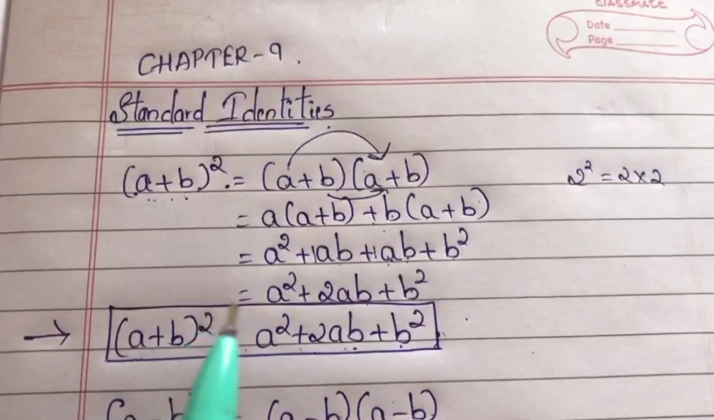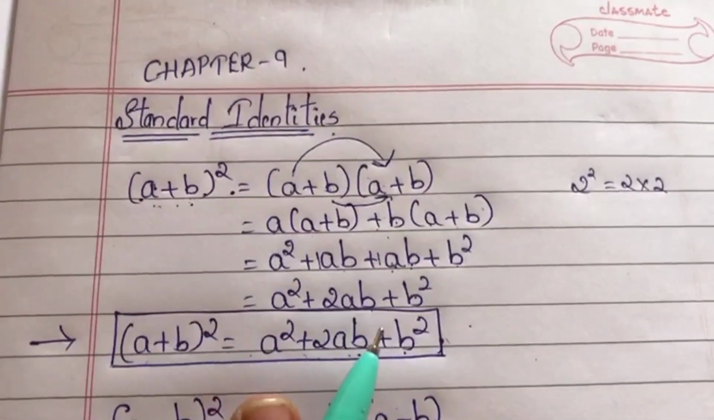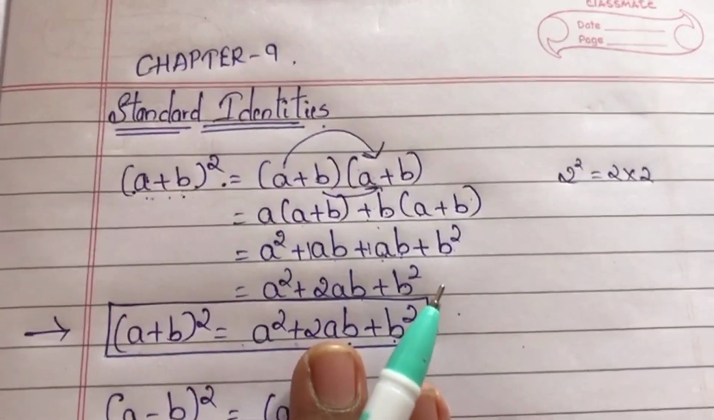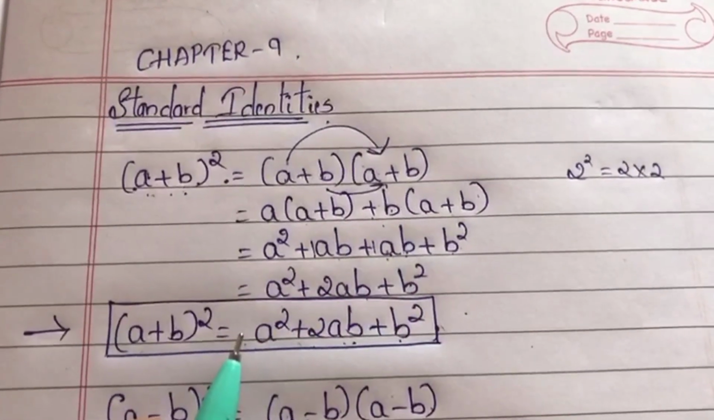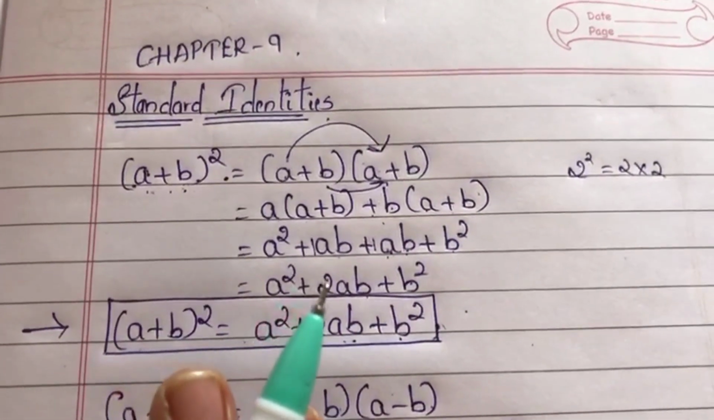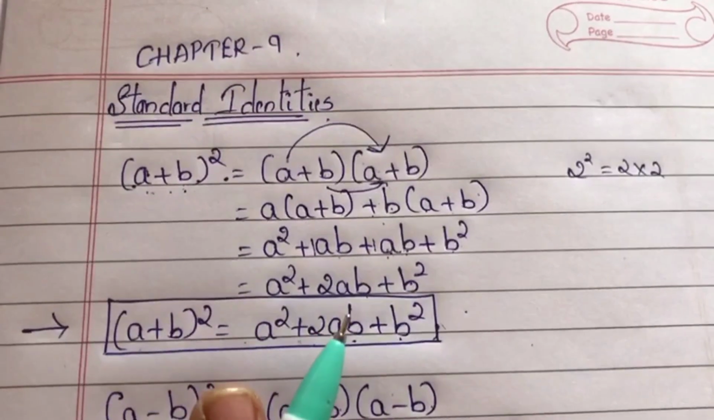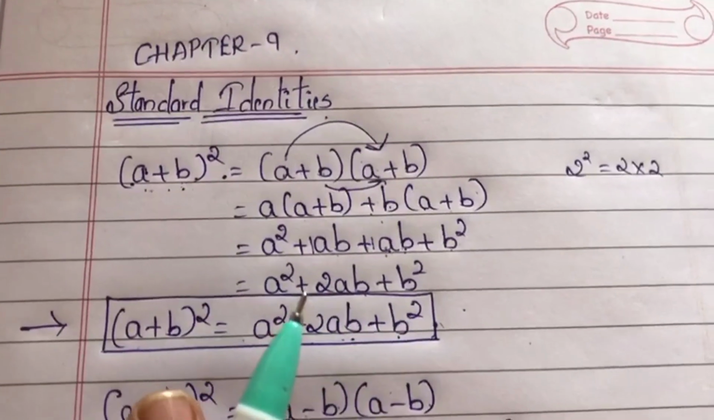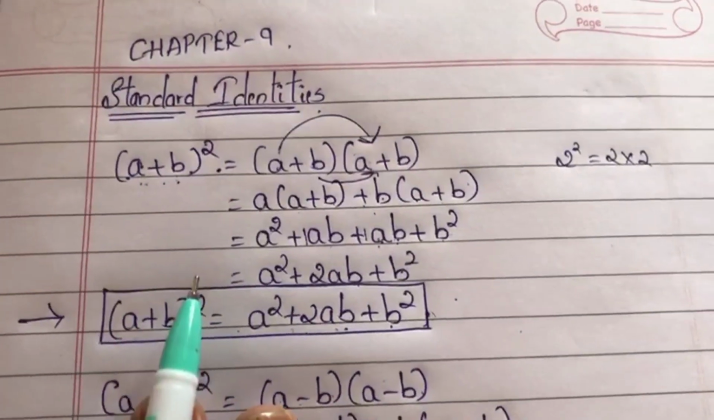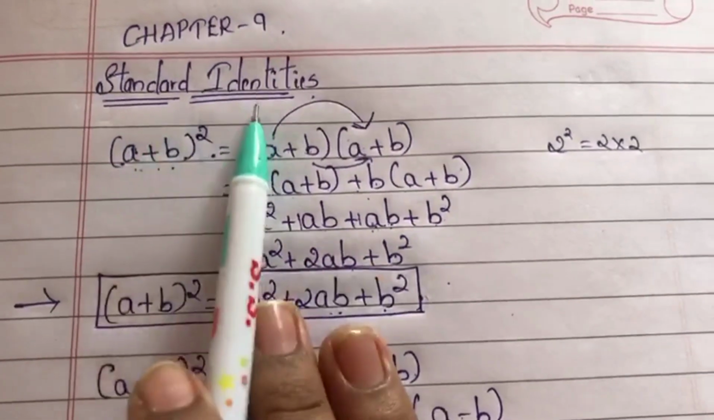This is the continuation video of class 8th chapter 9, that is algebraic expressions and identities. In the previous video we have discussed what algebraic expressions are, like and unlike terms, monomial, binomial and polynomial, and also about the terms, coefficients and factors. Let's move on to standard identities.